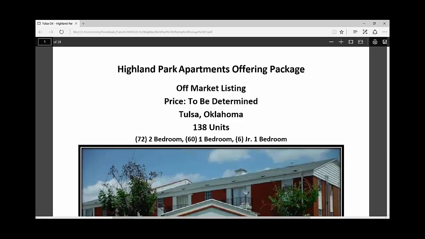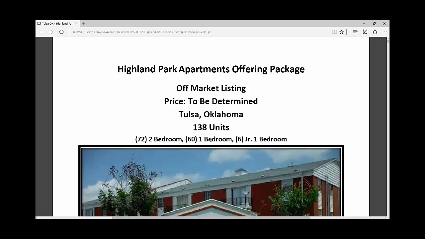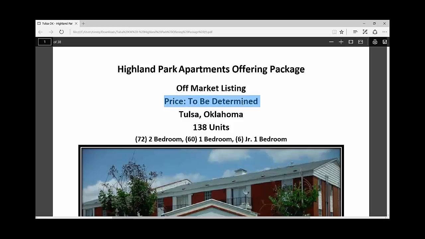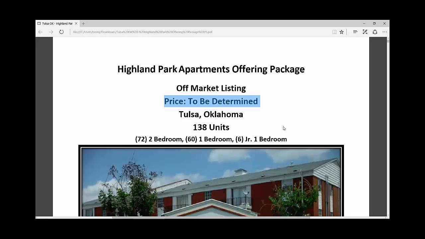Right away, you get a couple of issues here. It's 72 two-bedrooms, 61 one-bedrooms. So you know you're looking at a lot of single units that end up acting like hotel units practically. And then 6 junior one bedrooms. But also the fact is that the price is to be determined. So they're obviously trying to figure out what the highest best price is.